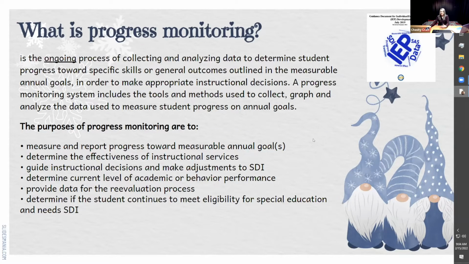So the purposes of progress monitoring is to measure and report progress toward those annual goals. And it's not only that we have to do it at the end of each grading period, whether it's the 6 weeks, 9 weeks, whatever policy your district follows as far as when they send out report cards. But also when you're talking to parents, then you can give them specifically where they are.